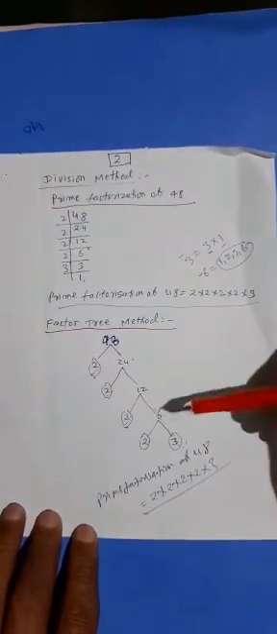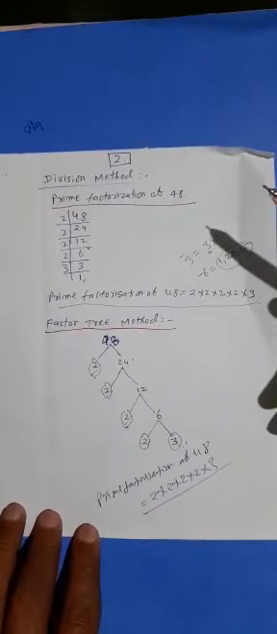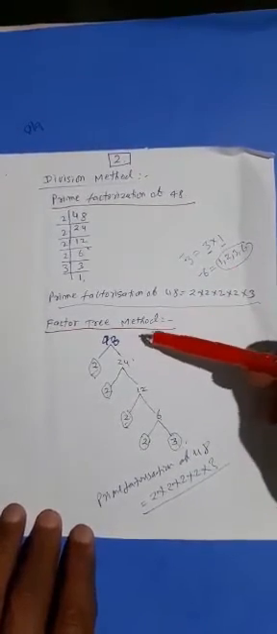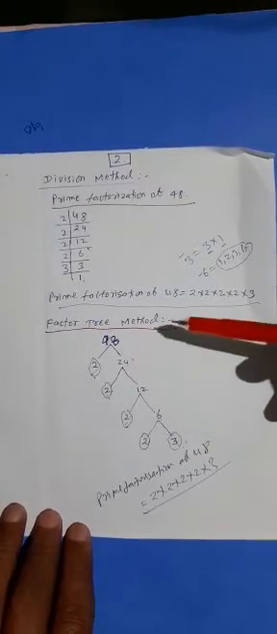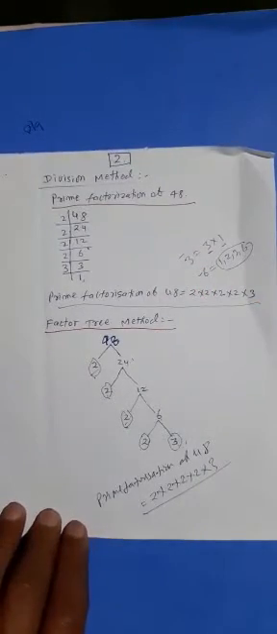Any method may be used. Which method we apply depends upon our choice, or sometimes it is given in the question. Find the prime factorization by the factor tree method, or do the prime factorization by the division method. We can choose the method according to the condition.